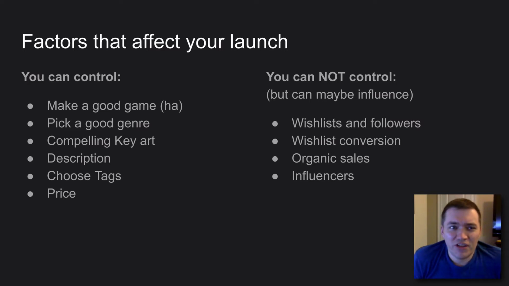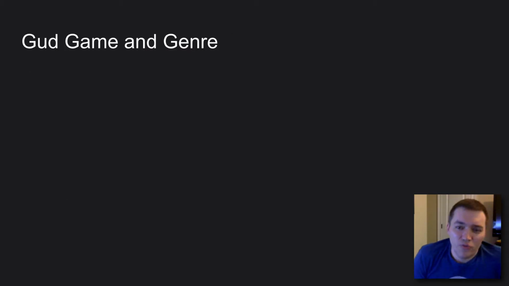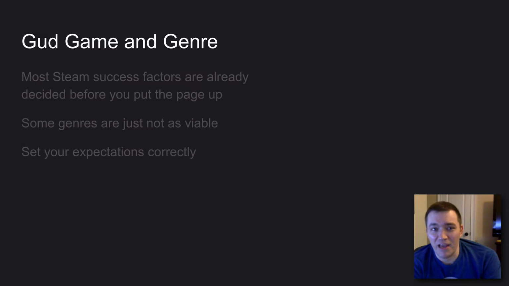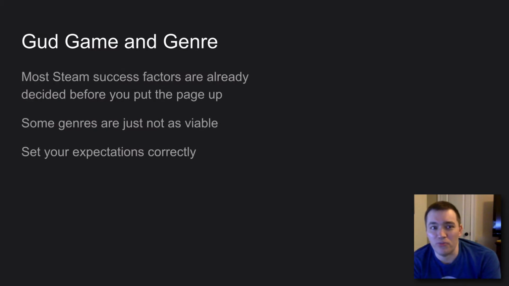So the first thing we'll talk about is picking that good genre and making that good game. Before you get started trying to sell your game, most of the decision has already been made about whether it will do well just because of what kind of game it is. Unfortunately, there are some genres that just aren't that viable on Steam, so it's good to be aware of this and set your expectations correctly.